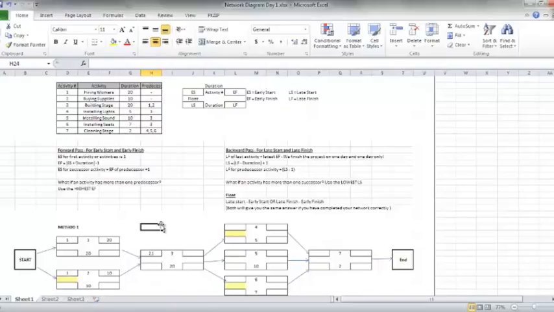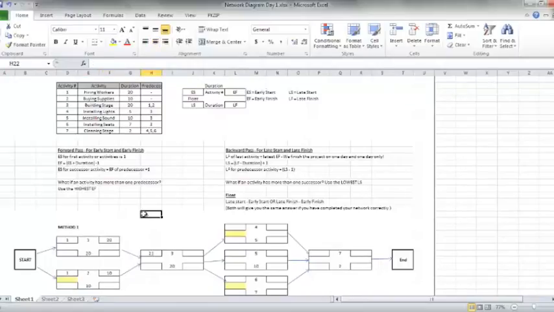Now, why would I take the predecessor with the highest early finish? Why would I take the highest number? You know this, of course. Because if I have to wait for 2 things to finish, both these items have to finish before I can start 3, I cannot start until the last one finishes. There you go.